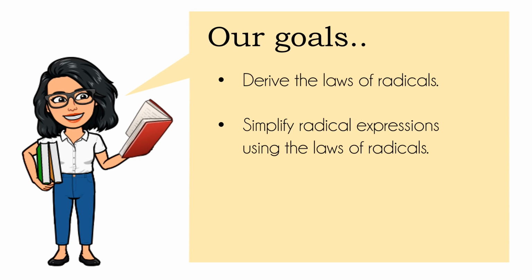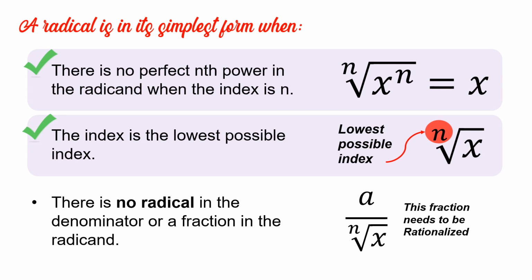So our goals: derive the laws of radicals and simplify radical expressions using the laws of radicals. A radical is in its simplest form when 1. There is no perfect n power in the radicand when the index is n. Number 2, the index is the lowest possible index. And number 3, a radical is also in its simplest form when there is no radical in the denominator or a fraction in the radicand.